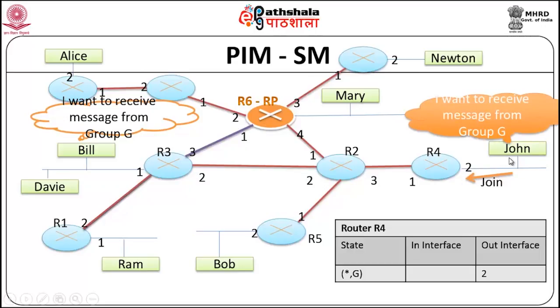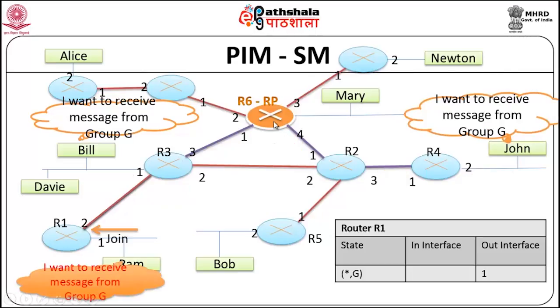Now, let us say John also wants to join this group. He sends a join message to R4. At R4 an entry is made saying star comma G, the out interface for that will be 2, since it sends it out to R2 via this particular port. It also marks the in interface as 1 and sends it out to this router here, R2. Now, R2 will make a similar entry. At R2 an entry is made star comma G, the out interface is 3 and the in interface is 1, and the join is again propagated towards the RP. So now at the RP we have got 2 joins, one from here and one from there. All this information is available at the RP.